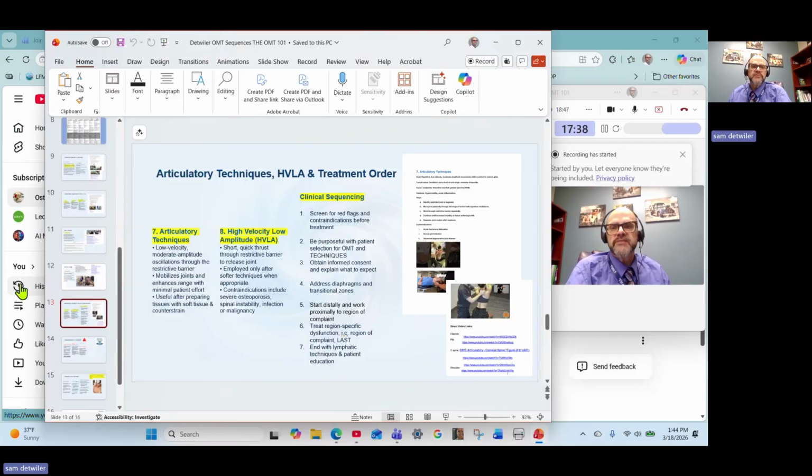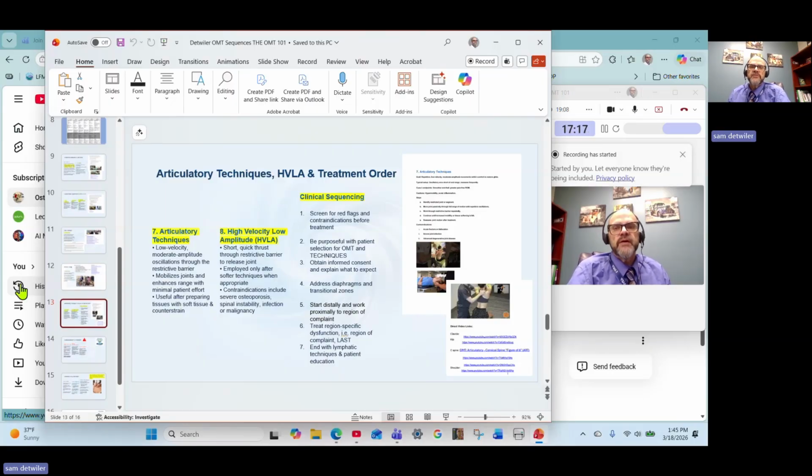We'll demonstrate that. The high velocity, low amplitude techniques are short, quick thrusts through a restricted barrier. They're direct techniques, as direct as it gets. And I would offer that you should only employ these after you use earlier techniques in the continuum to prepare those tissues appropriately. Contraindications include severe osteoporosis, spinal instability of any kind, infection, or malignancy. Got to be careful.